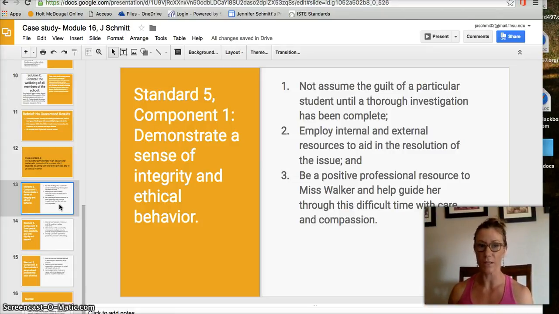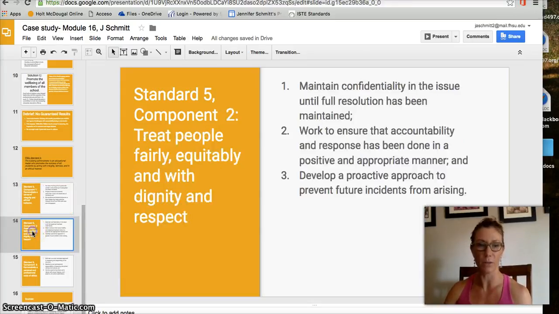Number 1, demonstrating a sense of integrity and ethical behavior. Obviously, not assuming the guilt of a particular student until it's thoroughly investigated. Integrity also involves employing internal and external resources. Helping your staff out, using what resources are available to you to aid the resolution of this issue. And thirdly, I think it's important to be a positive professional resource to Ms. Walker, to be there for her as a leader, as a personal and professional leader.